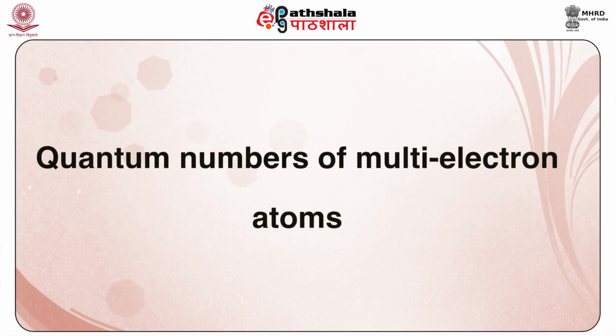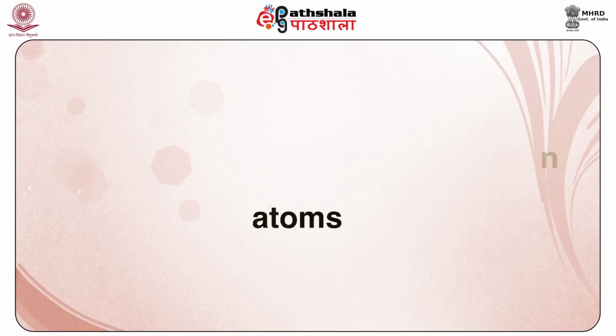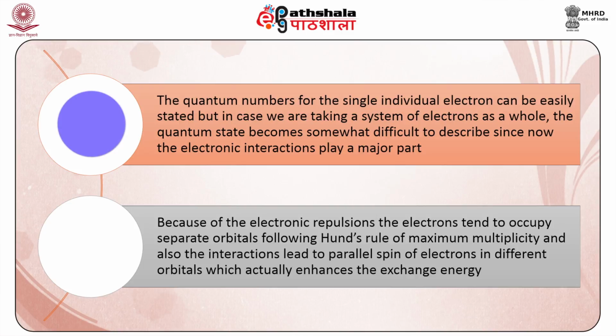Till this point, we have discussed the quantum numbers for single electrons. Now we will discuss the quantum numbers of multi-electronic atoms. The quantum numbers for a single individual electron can be easily stated, but in the case where we are talking about a system of electrons as a whole, the quantum state becomes somewhat difficult to describe since now the electronic interactions play a major part.